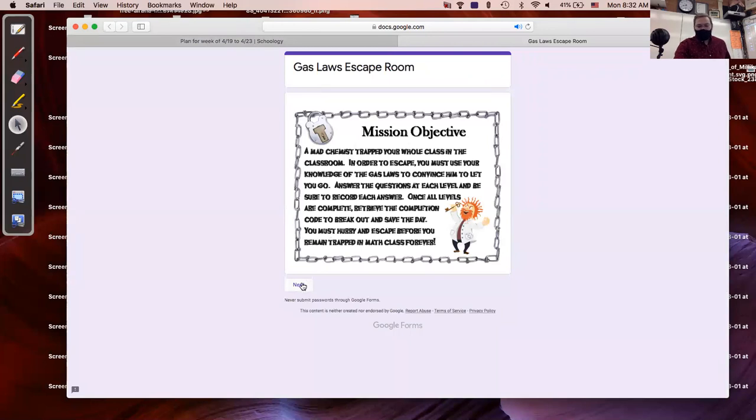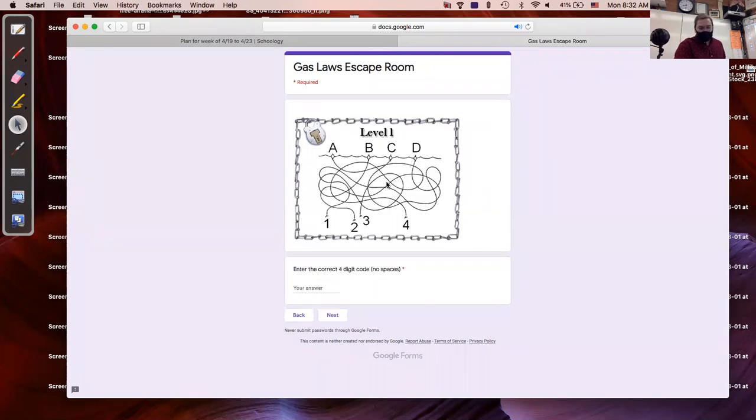So we did one of these escape rooms earlier in the year. This is like a gas law escape room, and when you click next, it shows like this little puzzle thing here. Anyway, in the escape room gas law thing, that paper, there's some different concepts. So, for instance, level one, question one.